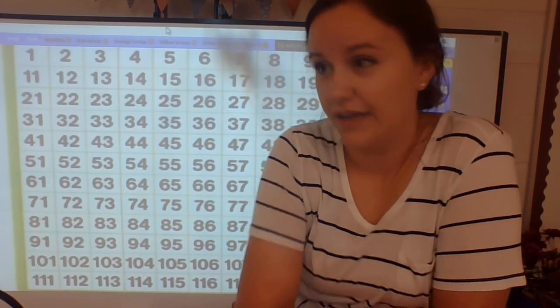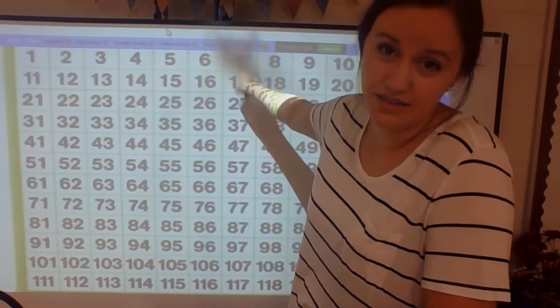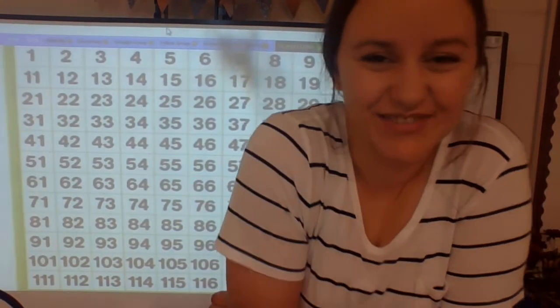Before I get started, the little camera up here is a little messed up, but I promise you there's a number 7 under there. You just can't see it.